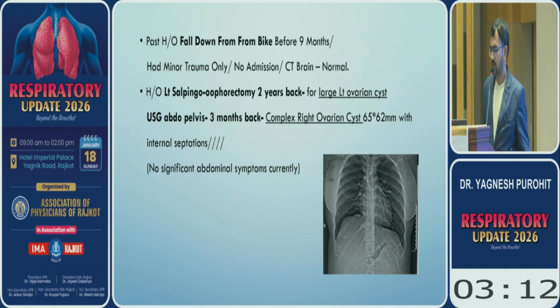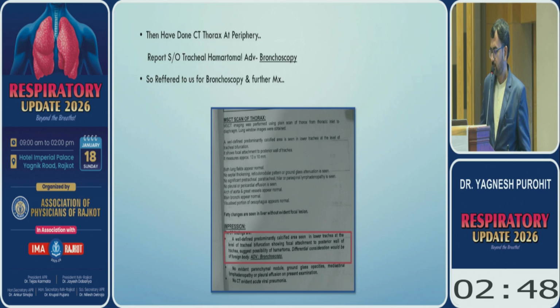Her past history was a fall from a bike 9 months before, with minor trauma only, no admission at that time, and CT brain was normal. She had a history of left salpingo-oophorectomy 2 years back for a large left ovarian cyst. She also had a report of USG 3 months back showing a right complex ovarian cyst also, but no abdominal symptoms at that time. And her X-ray was normal.